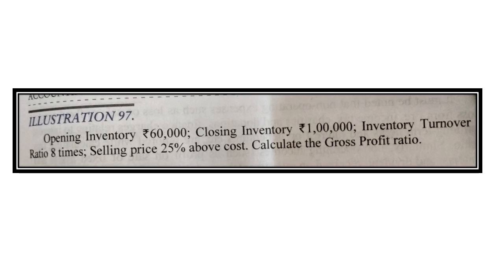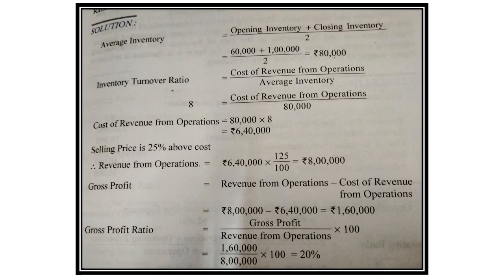Illustration number 97. Opening inventory, closing inventory, inventory turnover ratio, selling price, all this information is given to you, and you have to find gross profit ratio. And there are a variety of questions to find gross profit ratio.